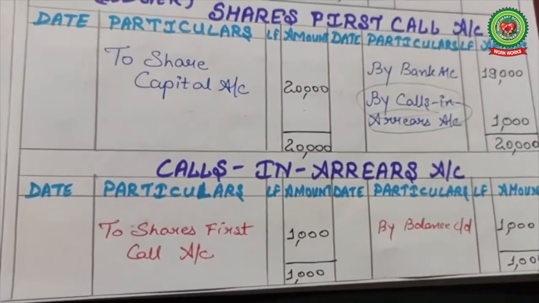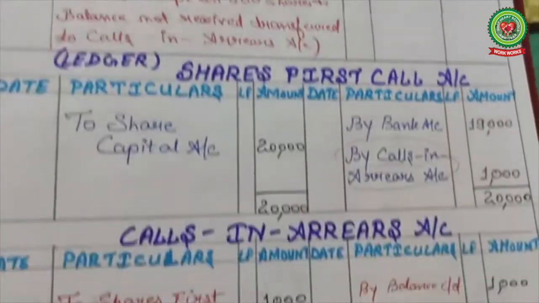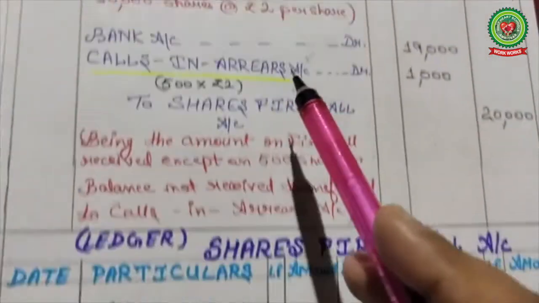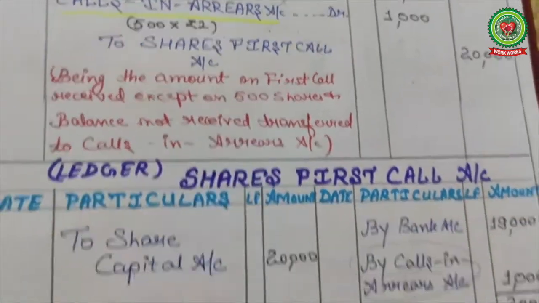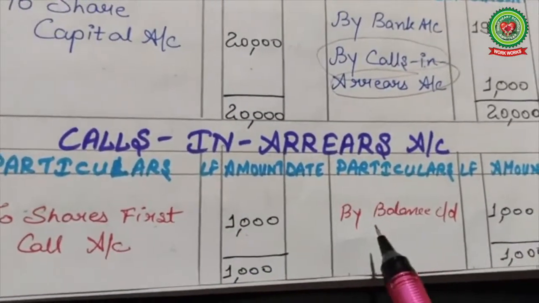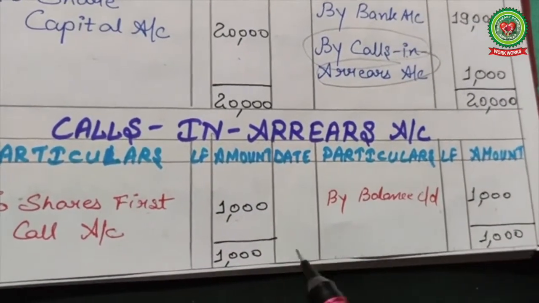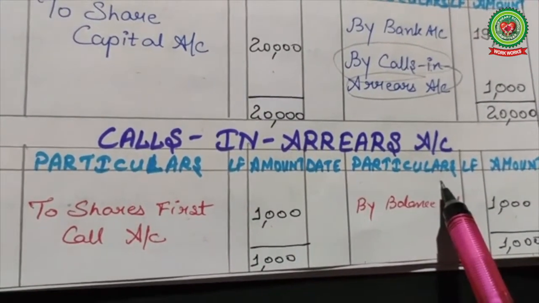Now second, calls in arrears account separately, to share first call account 1,000 posted, see from here to this account posted, and the balance carried down is again 1,000. So here the calls in arrears account is maintained.